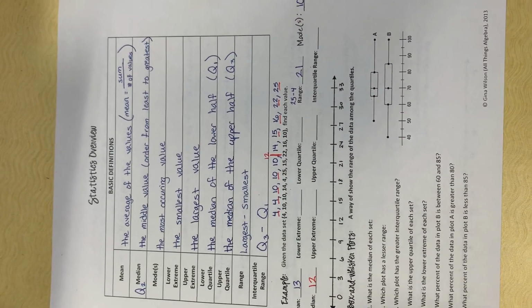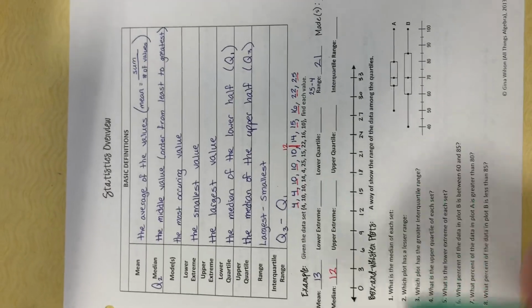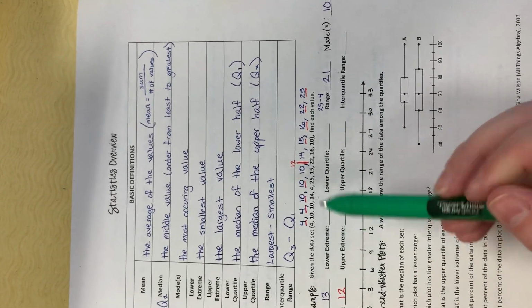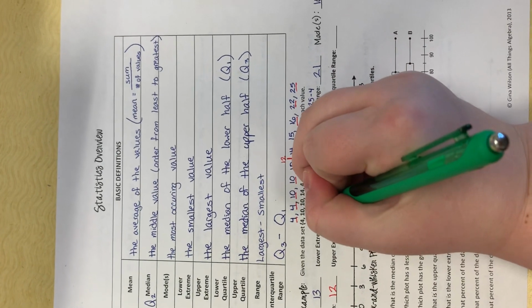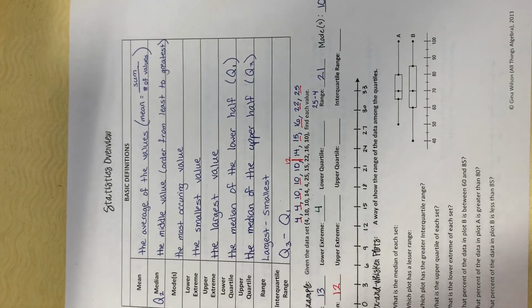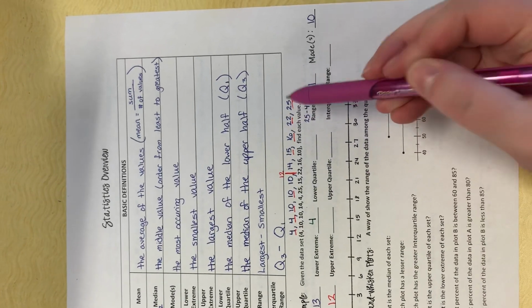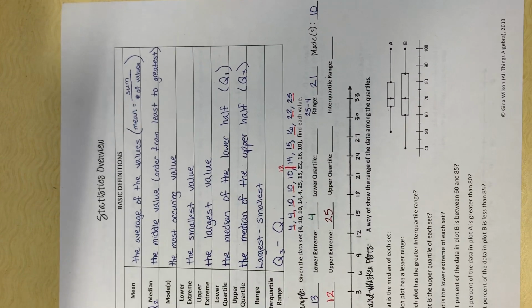All right, now we've already got the definitions up here, so we can go apply what we need to know down here. So if we needed the lower extreme, that's the smallest number, so that should be the one to the far left, which is a 4. Okay, easy enough. Upper extreme, remember, the definition was the largest value, the far right. All right, easy enough, can't mess that up.